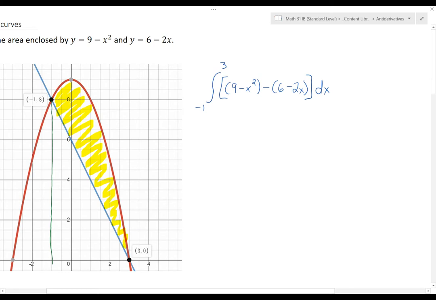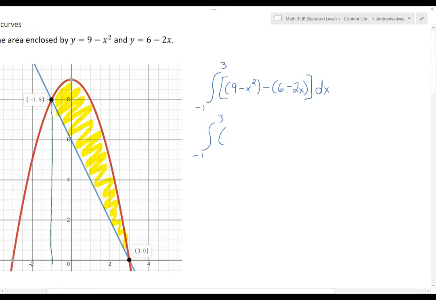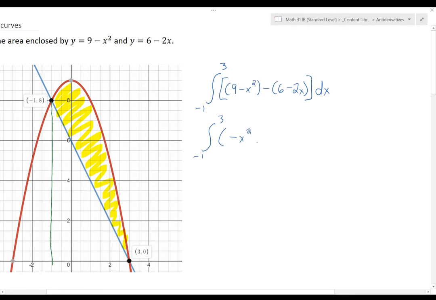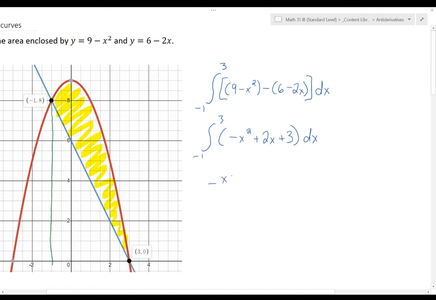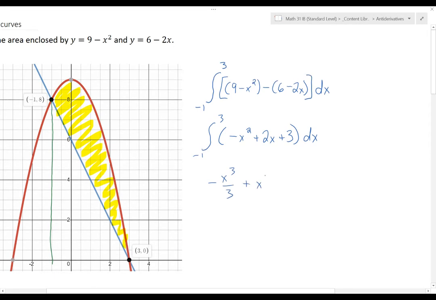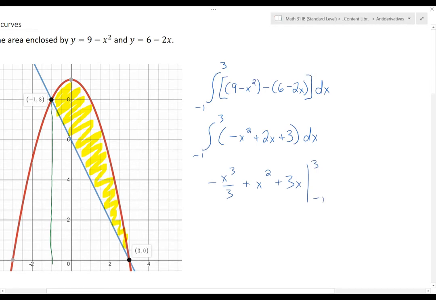You can write this as two separate integrals. The integral from -1 to 3 of 9 minus x squared dx minus the integral from -1 to 3 of 6 minus 2x dx. But we might as well write it as one integral and actually simplify that polynomial before we antiderive. So I've got -x squared plus 2x plus 3 dx, which means that my antiderivative is -x cubed over 3 plus x squared plus 3x between -1 and 3.